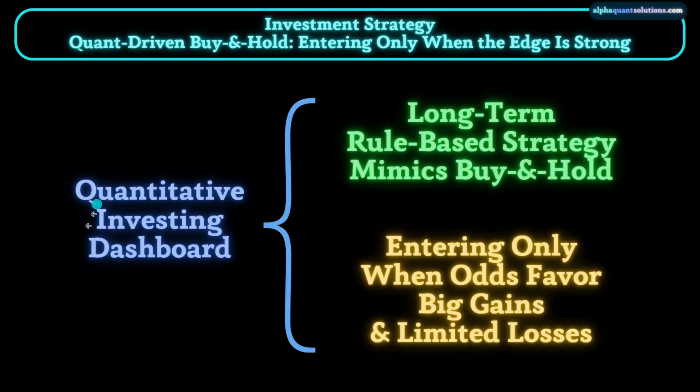Essentially, the visuals of our quantitative investing dashboard have allowed us to create and design a long-term and rule-based strategy that mimics buy and hold. And on top of that, it really allows us to only enter the markets when the odds favor big gains and limited losses. So indeed, when the statistical edge is very strong, that's when this algorithm will trigger.